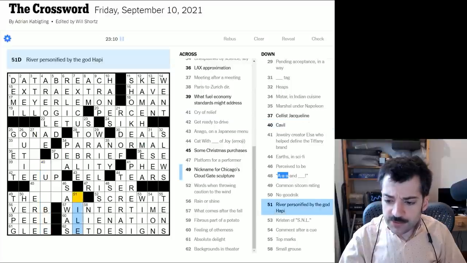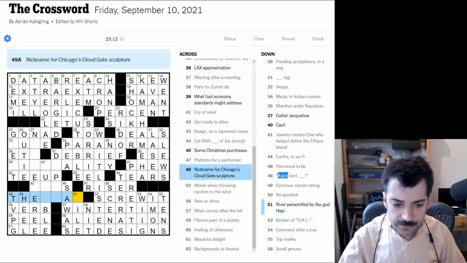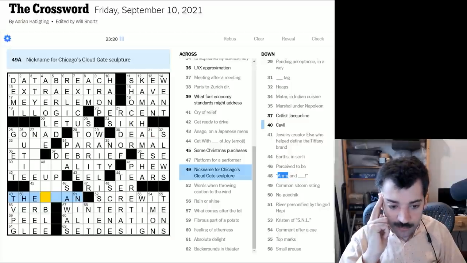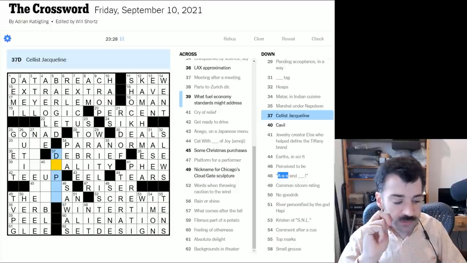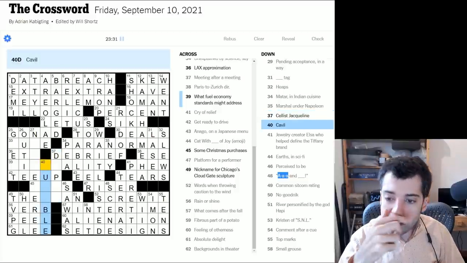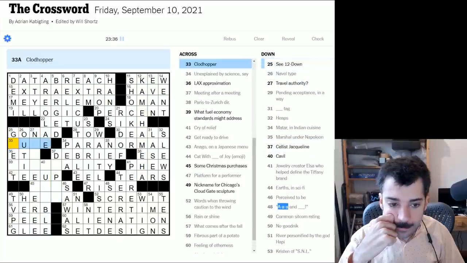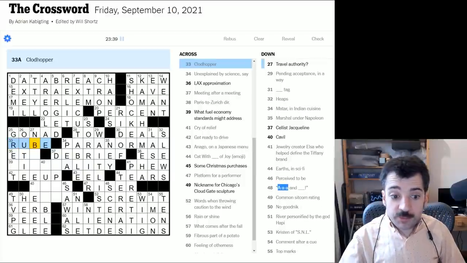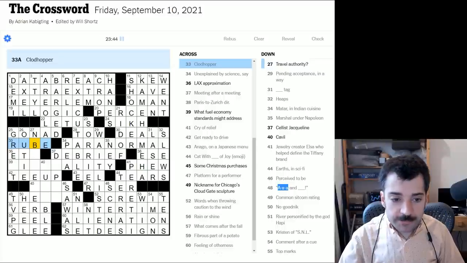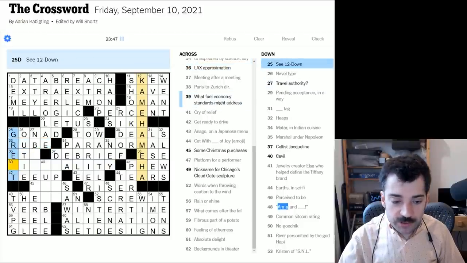I don't think I looked at this. River personified by the god Hapi. The Nile? Nickname for Chicago's Cloud Gate sculpture. This is another one I don't know how I'm possibly going to get until I have all the crosses, which is dangerous with this name that I also don't know. Oh, could this be a rube? Someone who's gullible, easily misled. Clodhopper. That sounds pretty plausible.